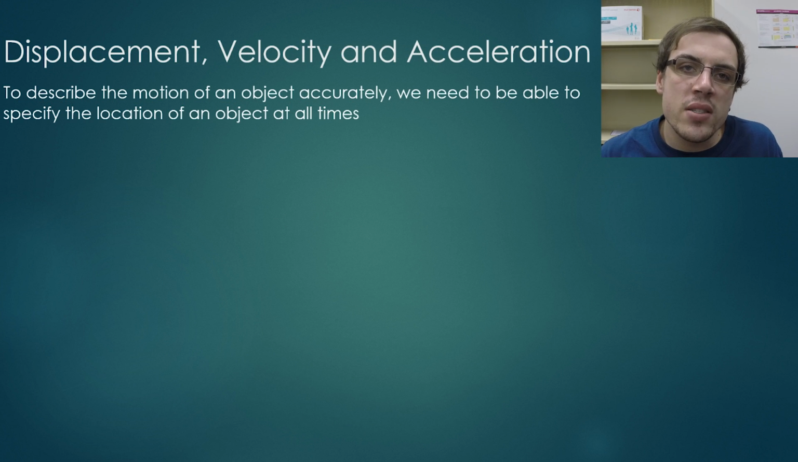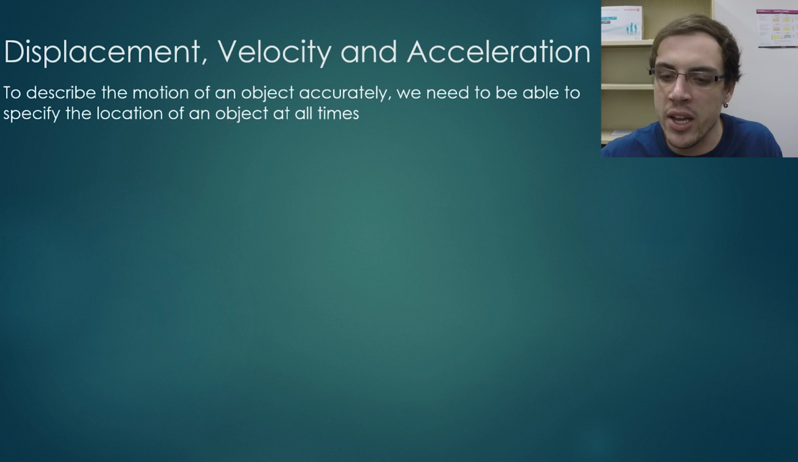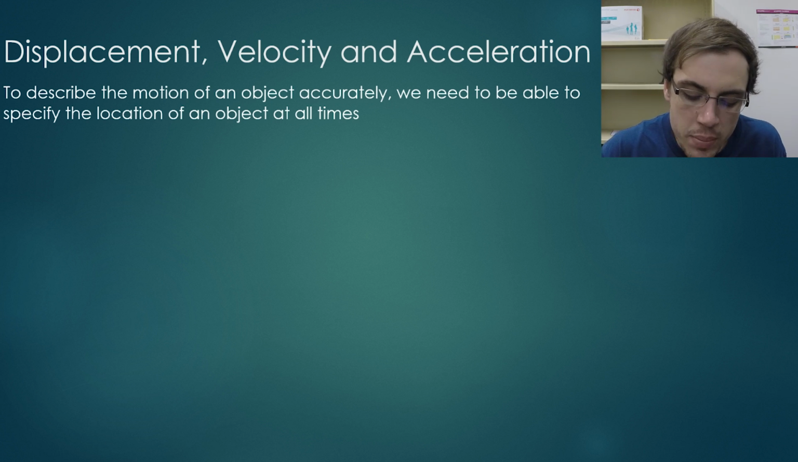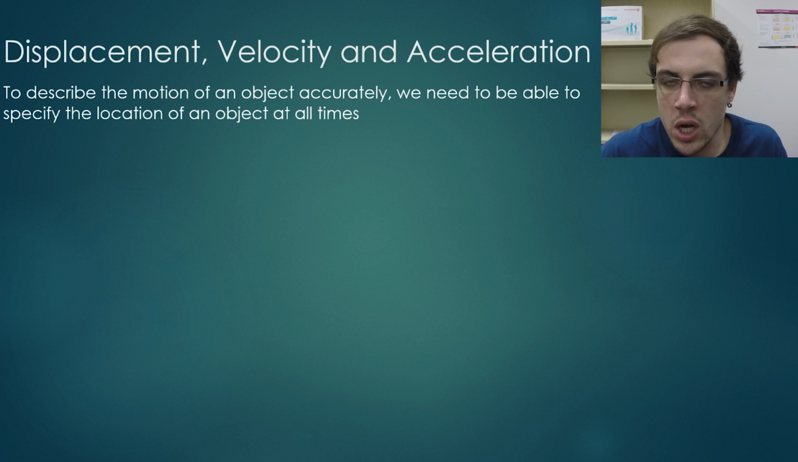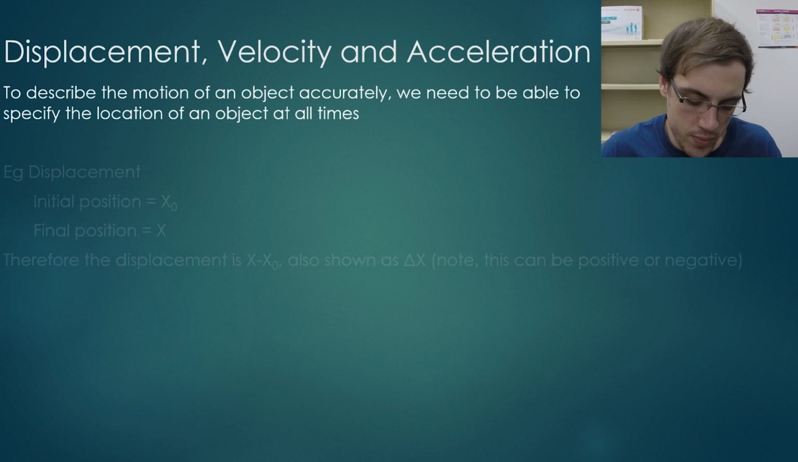Now, in order for us to describe the motion of an object, in order for us to accurately give the reader information on how something is moving, we need to be aware of where it is at all times. So we need to know where it started, where it's finished, and what's going on.